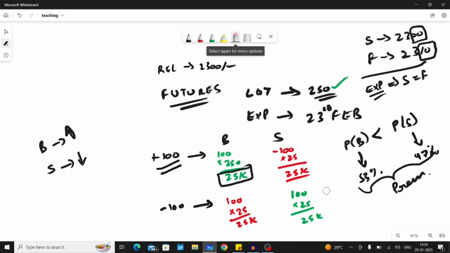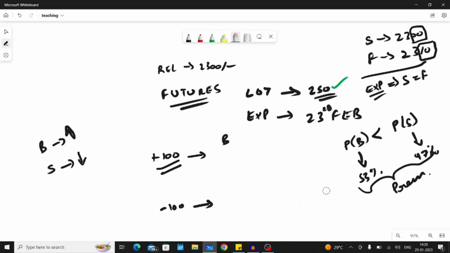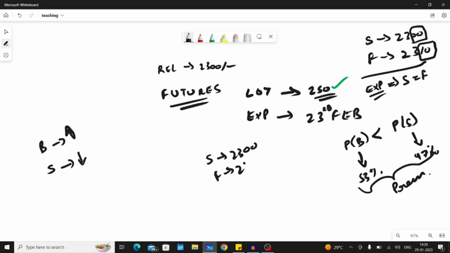Now let's say the spot price is 2300 whereas the futures price is 2290. Let's say it is traded at a 10 rupees discount. In this scenario, the probability of the buyer will be greater than the probability of the seller.